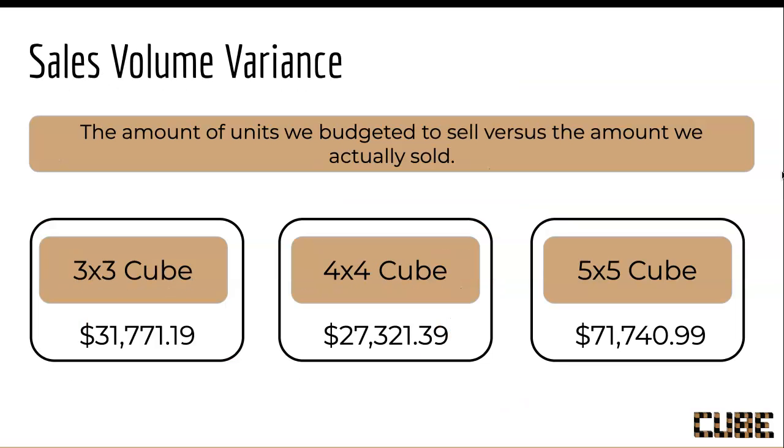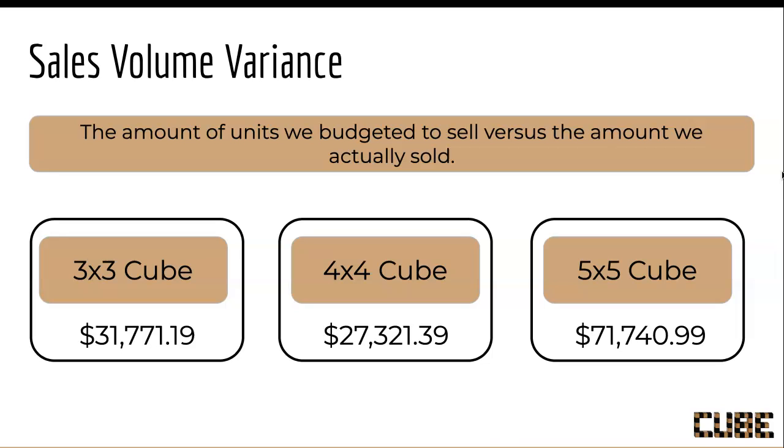$34,800. And our sales volume variance, which is the amount of units we budgeted to sell versus the amount that we actually sold, is monitored by our sales department. And we had a total favorable variance of $130,832.57. And we had a favorable variance across all products.